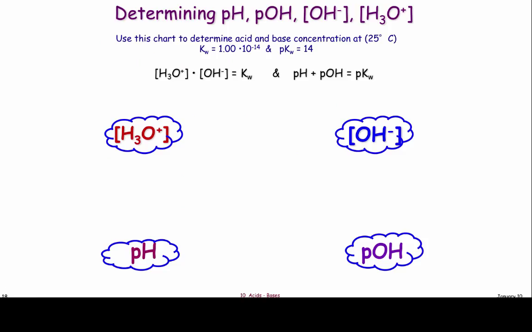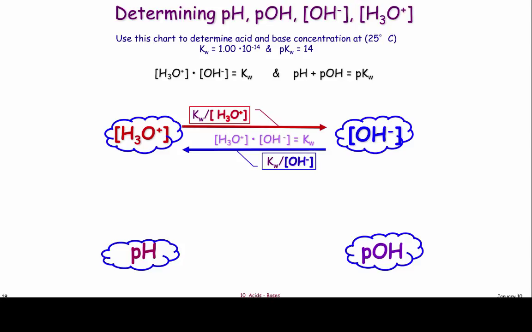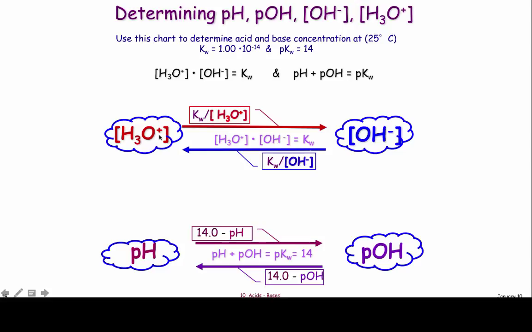And this right here is a flow scheme of the relationship between hydronium, hydroxide, pH, and pOH. Use this as a handy tool to calculate 3 of the 4. Given any one, you can calculate the other 3. The relationship between hydronium and hydroxide comes from this relationship right here. Hydronium times hydroxide equals Kw. So if you have the hydronium, you take Kw divided by hydronium, you get hydroxide. If you have hydroxide, Kw divided by hydroxide, you get the hydronium.